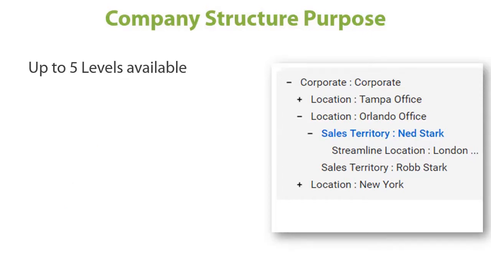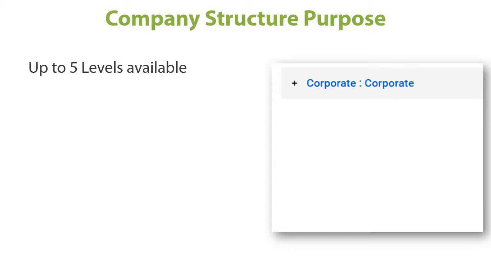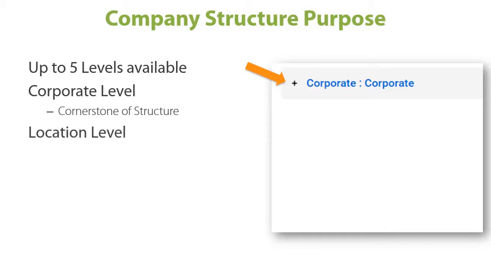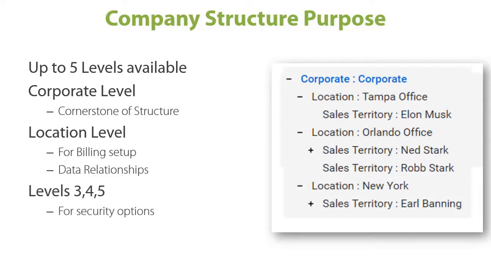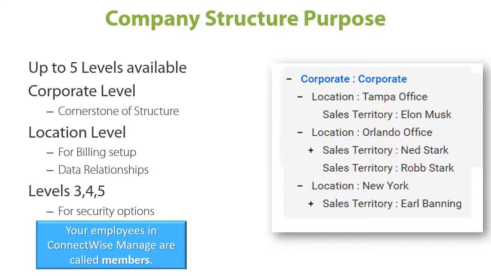There are 5 levels available to use, although only 2 are required. The top level is the corporate level, which is the cornerstone of everyone's structure tree. The second level is location, which represents your billing setup and your data relationships in Manage, not necessarily all of your physical locations. If your organization is represented as one billing entity, then you will only need 1 location level. Levels 3, 4, and 5 can be used for security options. For example, you can define sales territories that only some members will have access to. Your employees in ConnectWise Manage are called members.